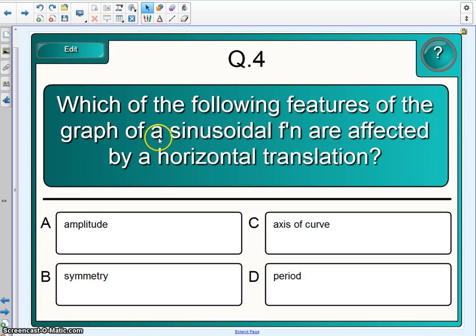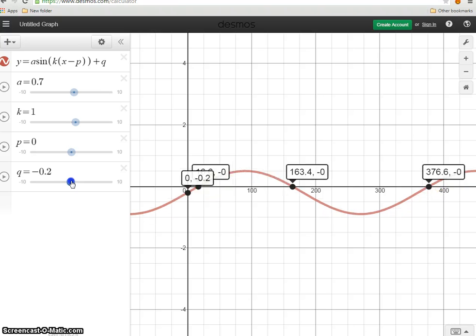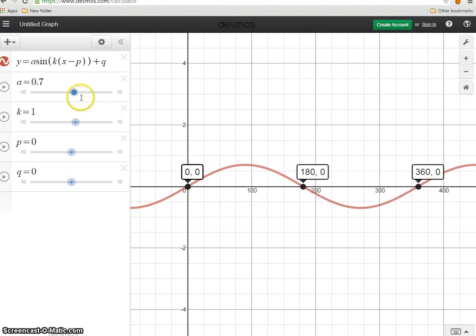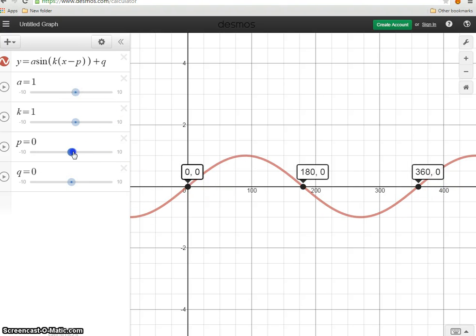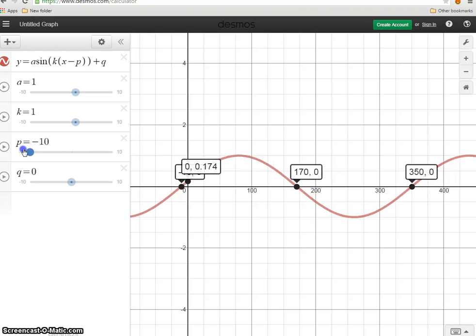And if we do a horizontal translation, what's going to be affected? Well, let's take a look. So it's amplitude, axis of curve, symmetry, or period. Okay, let me just reset these to their original values here. Now if I change the horizontal shift, you'll see it moves a little bit left to right. And I can move it on further if I expand these values right here.